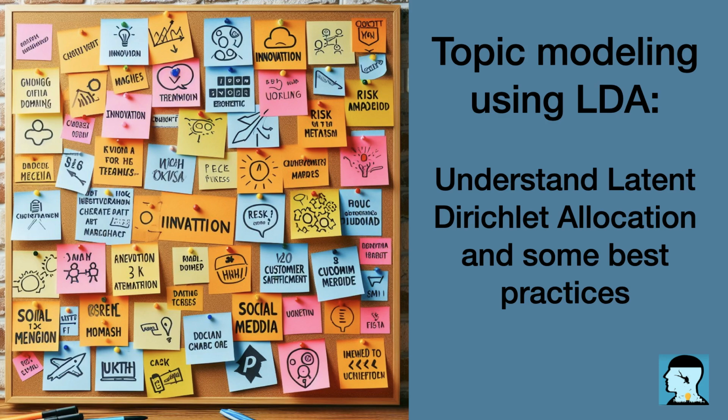Of course. Latent Dirichlet Allocation, or LDA for short, is a machine learning model that helps us understand what a document is talking about by identifying underlying topics. It's like a magic box that can tell us the main themes and patterns in a large collection of documents.